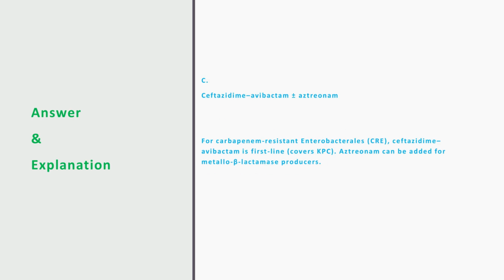Correct answer is C. Ceftazidime-avibactam plus or minus aztreonam. Explanation: for carbapenem-resistant Enterobacterales, CRE, ceftazidime-avibactam is first line, covers KPC. Aztreonam can be added for metallo-beta-lactamase producers.